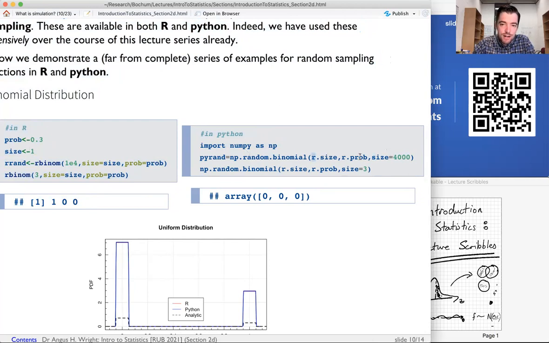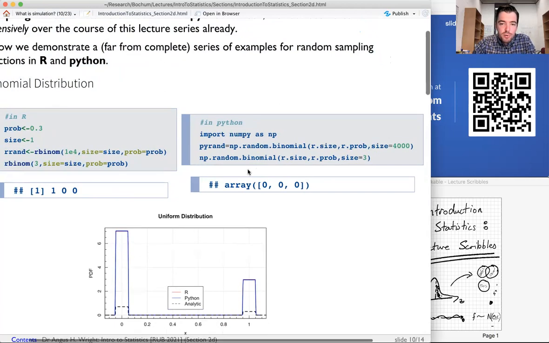I'm just accessing the values from the R session. That's what that little R dot means. And I printed out 3 of them just for funsies. And you can see that this time, because of our biased coin, we didn't throw a single head. We only threw 3 tails.